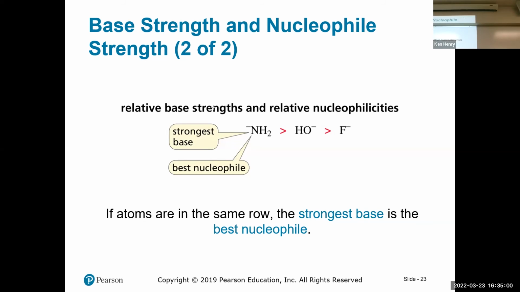So if we take a look at the bases relative to each other, the strongest base is going to be the amine ion. The hydroxide ion is going to be the next, and then the fluoride ion is going to be the weakest. Why is the fluoride going to be the weakest in terms of its strength?